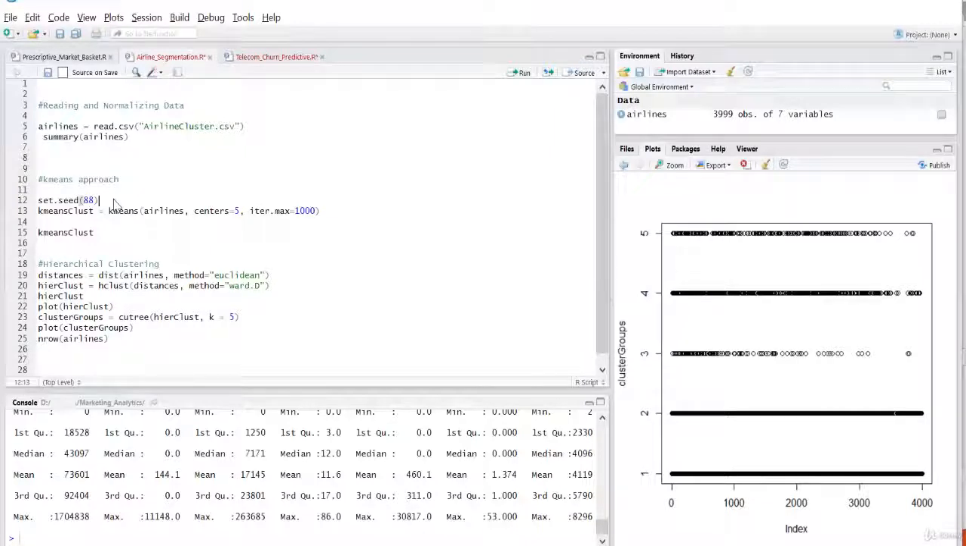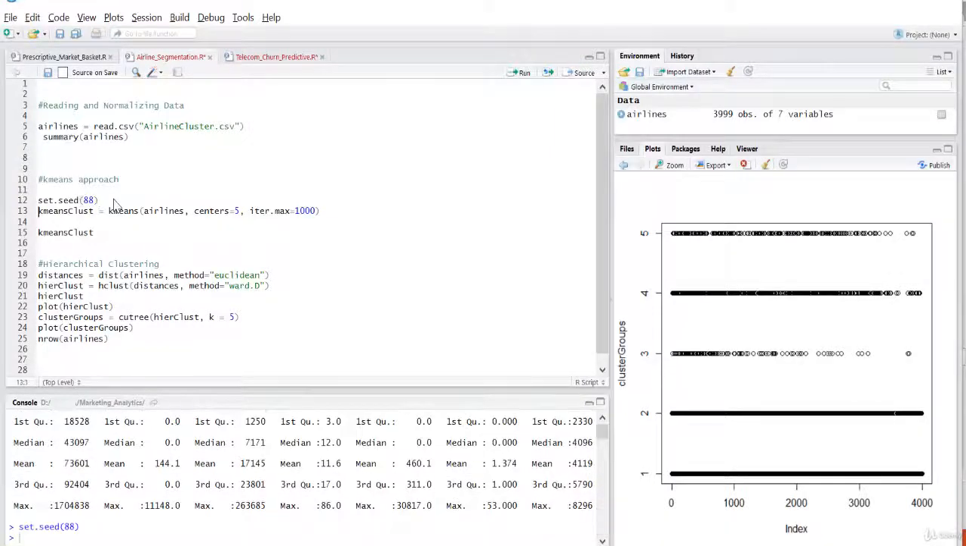Now the next command which we are running is set.seed. This is basically used so that every time you run this exercise, you get the similar result. I'm trying to randomize the data, but I'm setting it to a particular number so that if you go and run the same exercise tomorrow, you'd get the similar result. For that purpose, I'm putting set.seed.